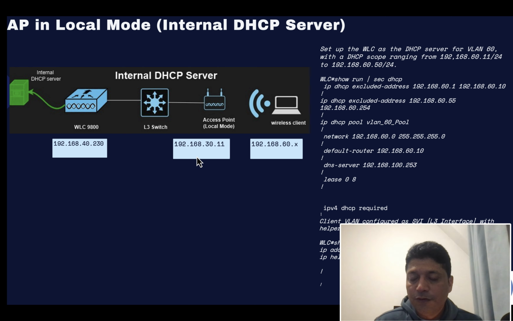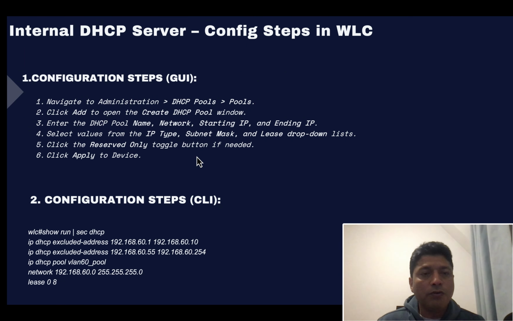I would configure the default router as 60.10, DNS server as 100.253, and the SVI obviously for VLAN 60. If you want to configure through the GUI, you have an option under the Administration main tab. You can create the DHCP pool through the GUI with the same options: IP address, IP type, subnet mask, lease, starting IP address, and ending IP address. The CLI I have already shown here, how the configuration would look like.